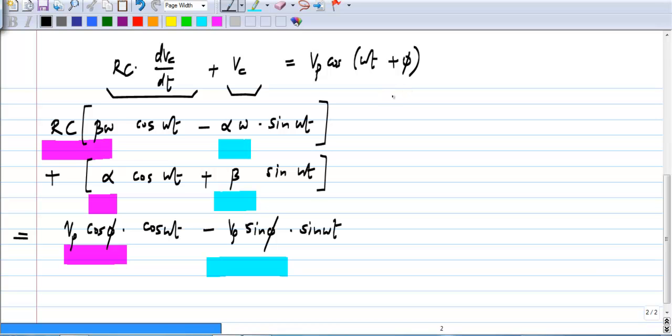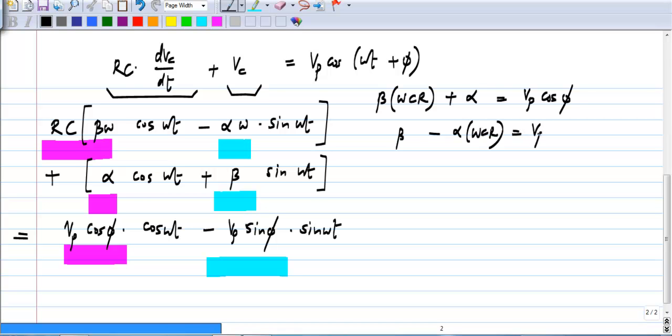So we have beta times omega CR plus alpha equals Vp cos phi, and beta minus alpha times omega CR equals minus Vp sine phi. Okay. And we have two unknowns, alpha and beta. We have two equations and we can solve for this. So solve for this yourself.